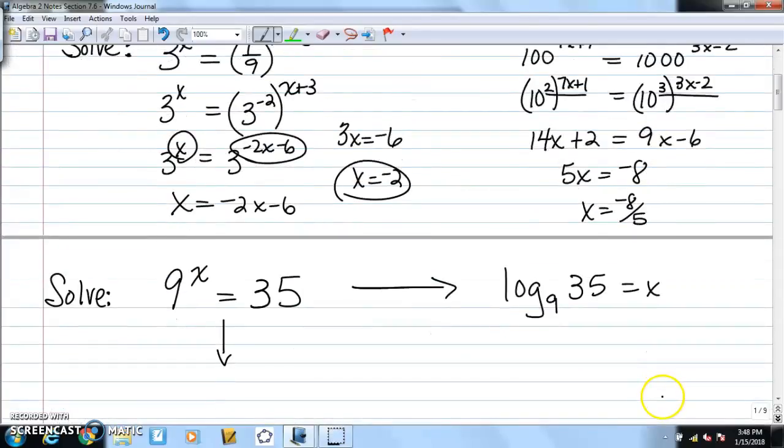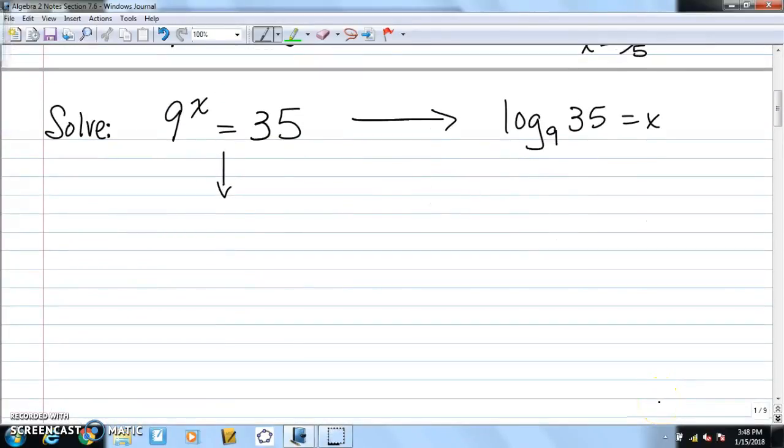Okay, but what if we can't get the same base? Like here, this is 3 squared, that's 5 times 7. We can't get a same base. Well, there's two ways we can do this. We can go this route that we already knew about, where we rewrite this as logarithmic. Our base is 9, so it's log base 9 of 35, and remember your logarithm equals your exponent. So 9 to the x equals 35. You can just rewrite it as logarithmic like that, and then use your change of base formula. So x would equal log of 35 over log of 9.